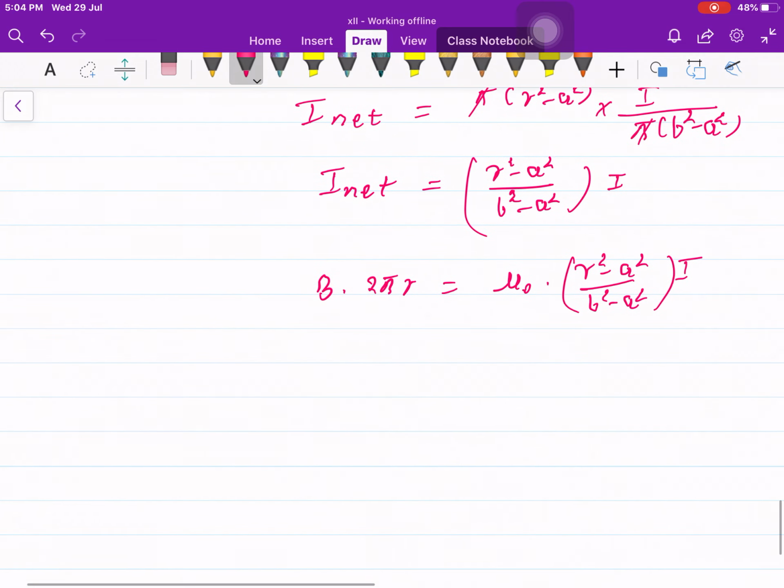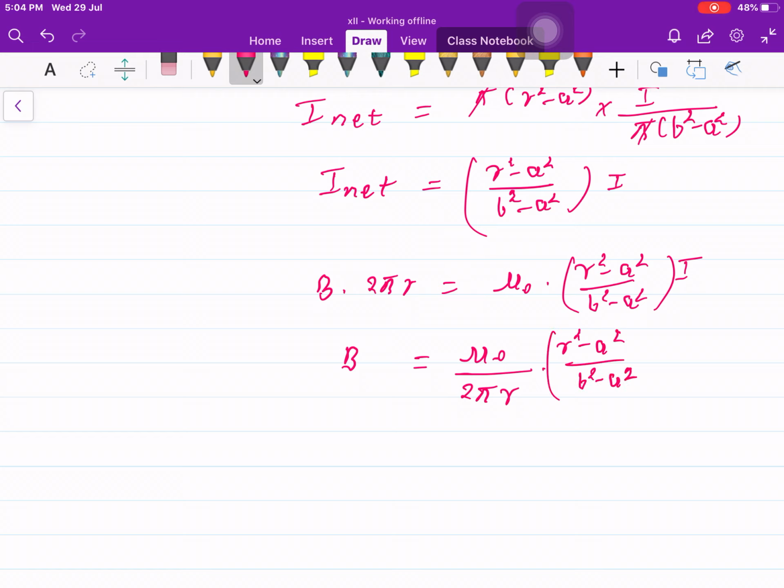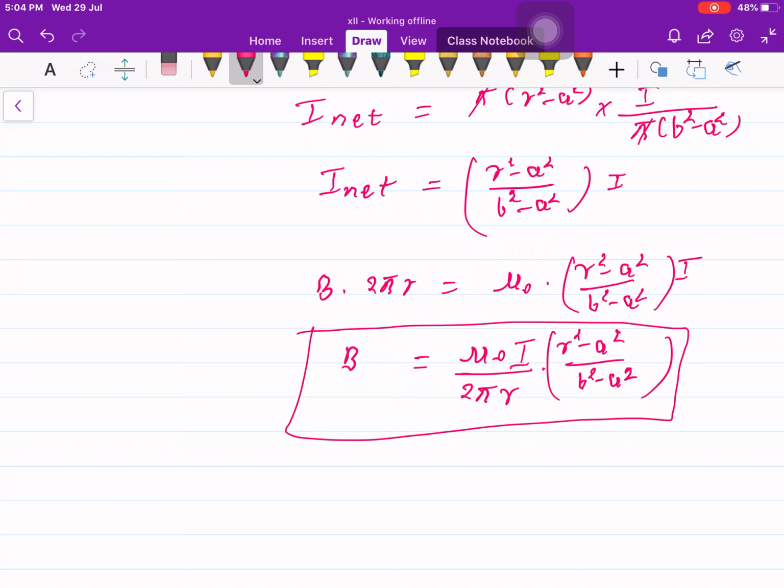Our aim is to find out the magnetic field, so keep it one side. B is equal to mu 0 upon 2 pi r, times (r square minus a square) upon (b square minus a square) into I. This is the answer. That's it for this question. I hope you got the question. If any doubt, you can contact me.